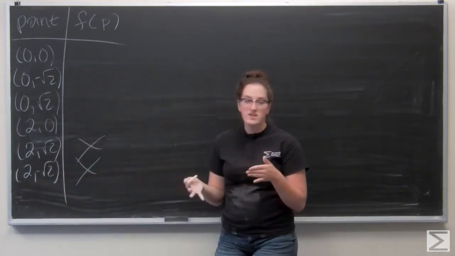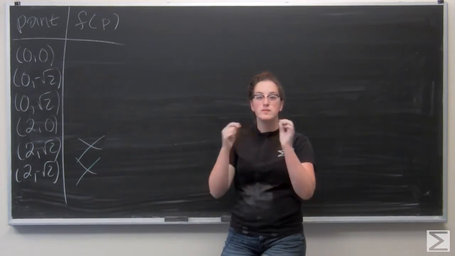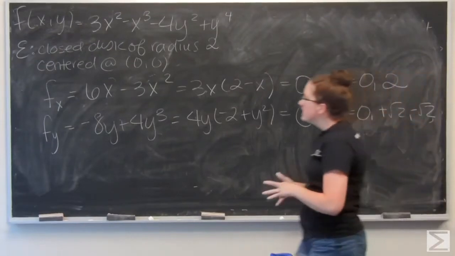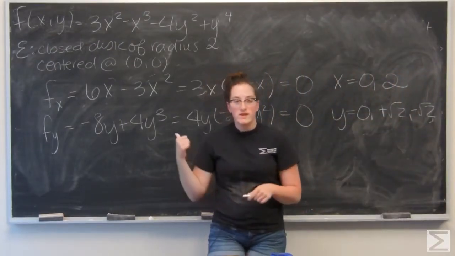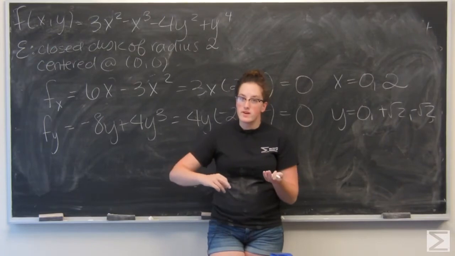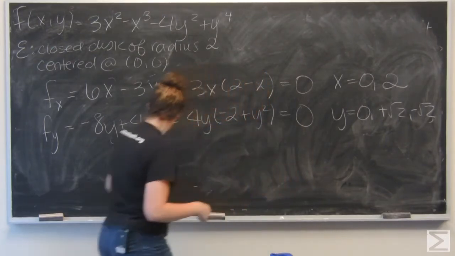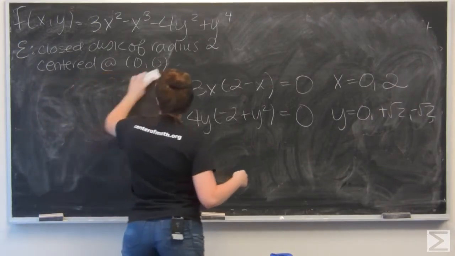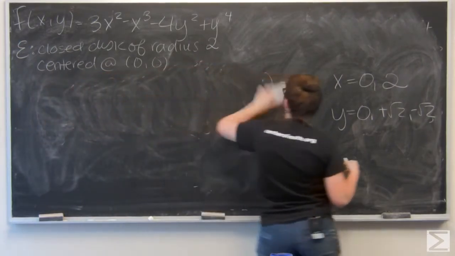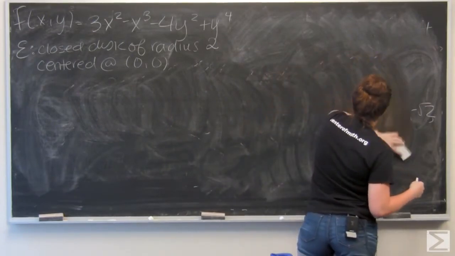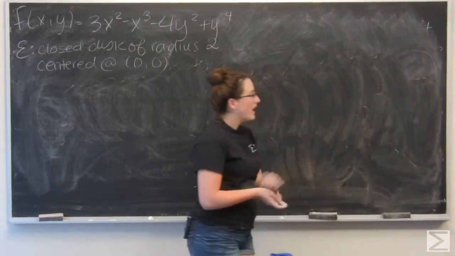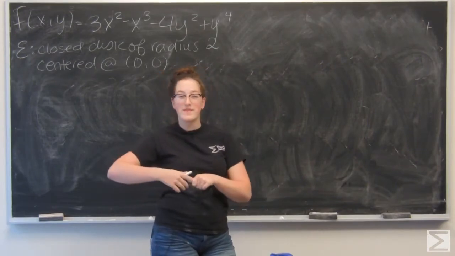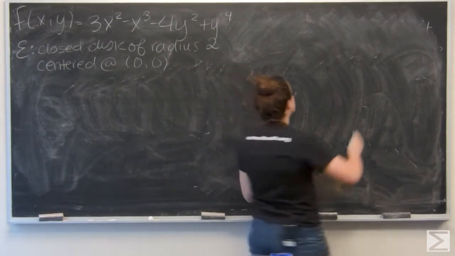So I've checked the inside of the circle. Now I want to make sure there aren't any more points on the boundary of the circle I need to be checking. So what we want to do is write a function for f of x, y along the boundary in terms of one variable. I'm going to call it g of x. So I know that my boundary is going to be defined where x squared plus y squared equals 4. I'm going to solve that for y squared. I get 4 minus x squared.